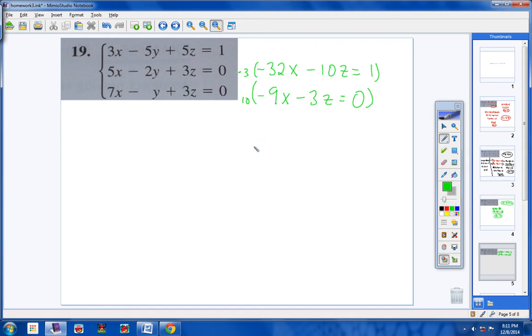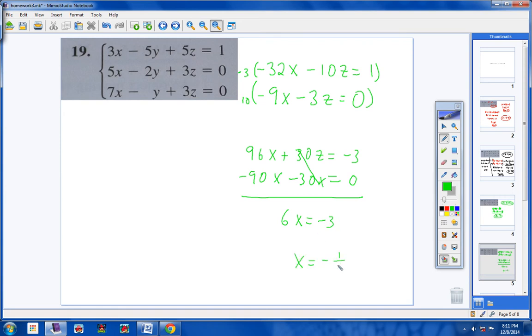So here we go. Positive 96, minus, no, plus 30z equals negative 3. Then 10 times 9 would be negative 90. Negative 30 and 0. Okay, these cancel and you're left with 6x equals negative 3. Divide both sides by 6, and x equals negative 3 over 6, or if you reduce that, negative 1/2, okay? So there we go. We're 1/3 of the way done.